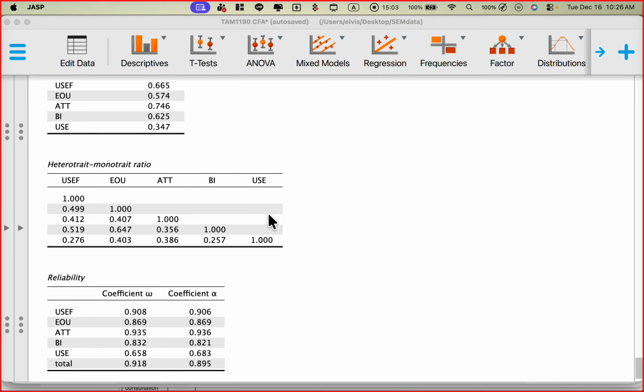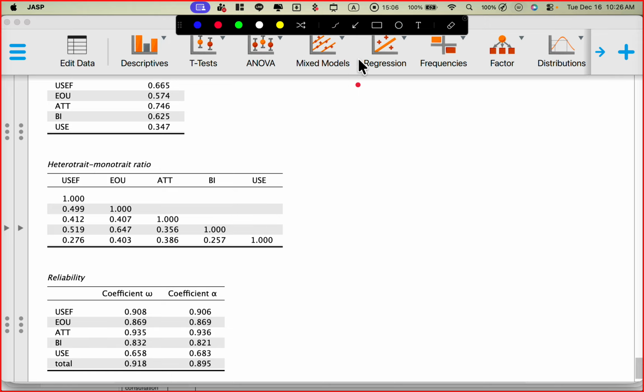And HTMT, the ratio HTMT, we expect less than 80% or 0.8, right? So we can check, less than 0.8. So we call this discriminant validity, yeah. So you also have to report convergent validity and discriminant validity. Any question? No problem?